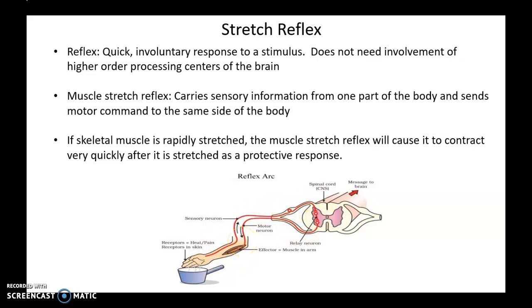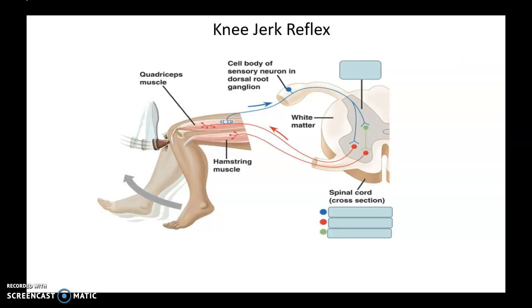Okay, now when skeletal muscles are rapidly stretched, the muscle stretch reflex will cause it to contract very quickly, and this is actually done as a protective response, so the muscle is not damaged. This diagram is showing a knee jerk reflex, very similar. Actually, this is the one that health professionals test on their patients. So the stimulus here is a rubber hammer. With the rubber hammer, you tap the tendon of the quadriceps muscle, and as you tap, that is sensed by these receptors which are present on your quads muscle. These are the receptors in blue.